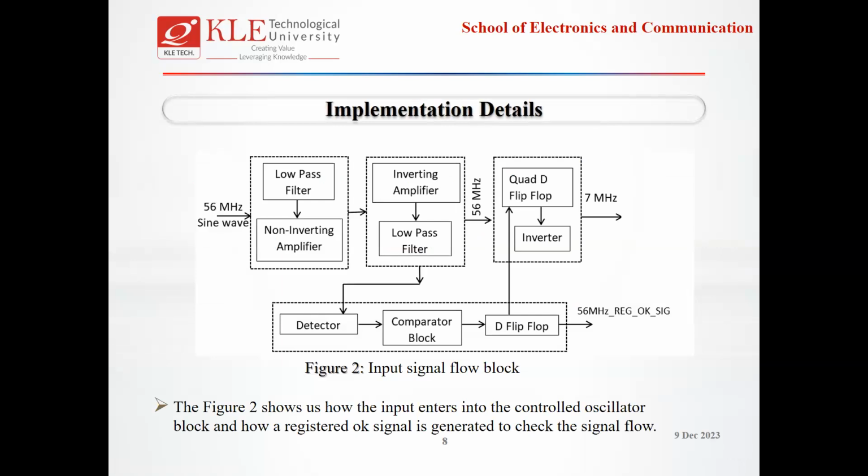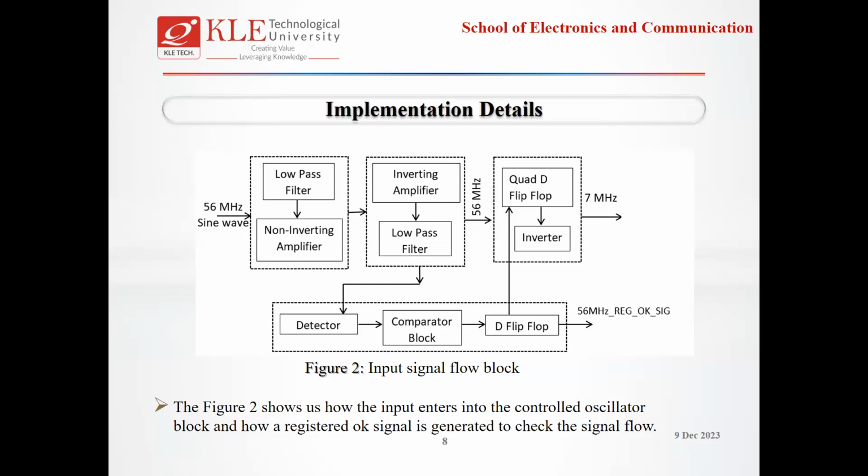So coming to the implementation, if we look at our block diagram, at first we are giving a 56 megahertz input signal, and this is given to a low pass filter. Here we are using a low pass filter to cut off any unwanted signals above our cutoff frequency. And from here it is passed through a non-inverting amplifier. This is just to amplify whatever signal we have received. The power source we are giving to this amplifier is 5 volts, and the gain generated through this is around 2 dB.